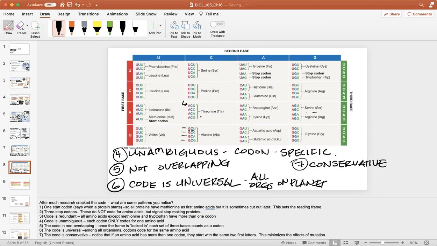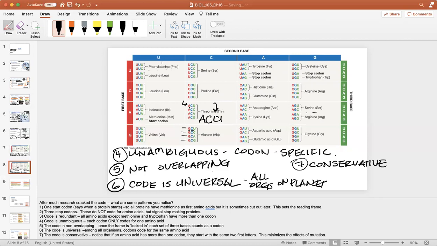And the reason that's important is if you have an ACU and you have a mutation in this last one, it doesn't matter because you're still going to end up with threonine as your amino acid. So this minimizes the effects of mutation, okay? The wobble in this last letter minimizes the effects of mutation.